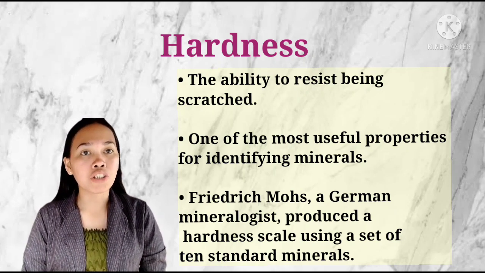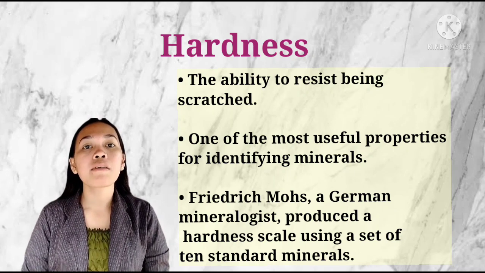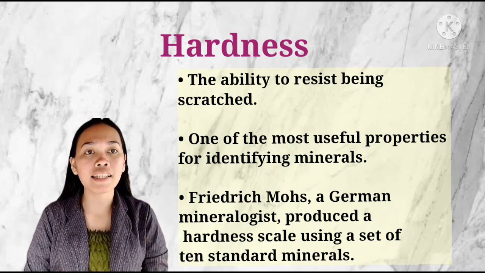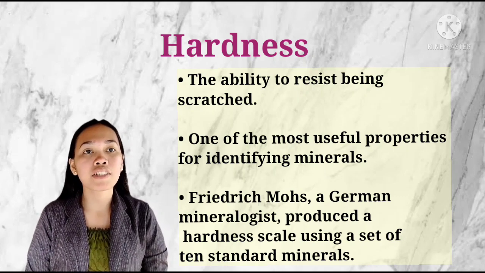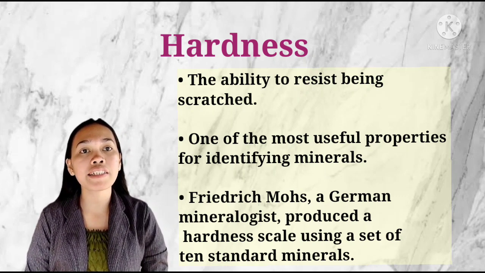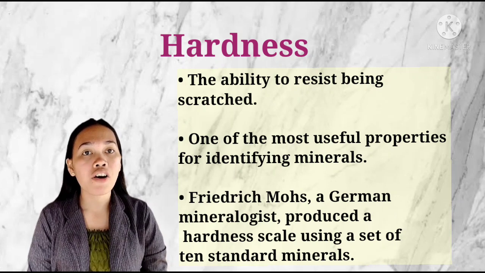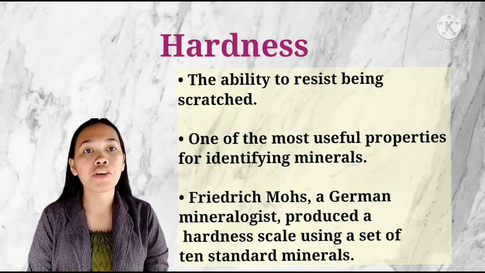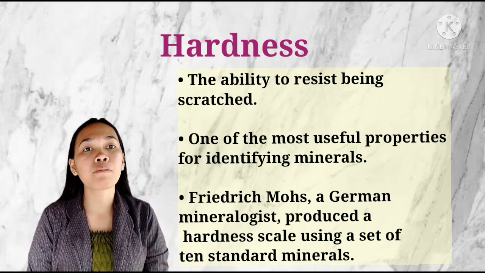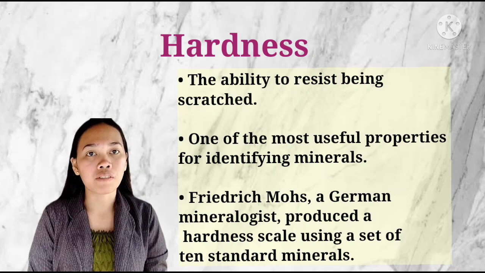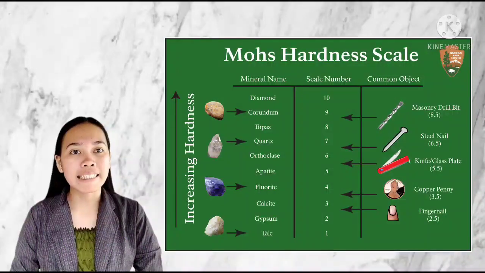Friedrich Mohs, a German mineralogist, produced a hardness scale using a set of 10 standard minerals. The scale arranges the minerals in order of increasing hardness. Each higher numbered, or harder mineral, will scratch any mineral with a lower number. Now, let's take a look at the Mohs hardness scale.